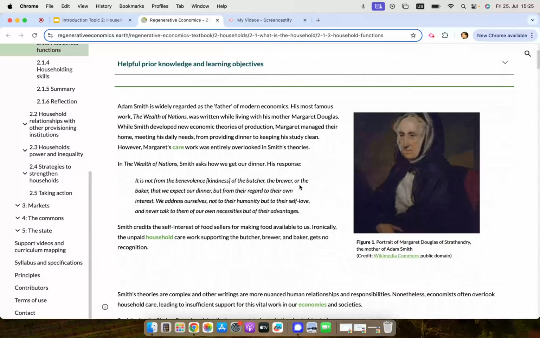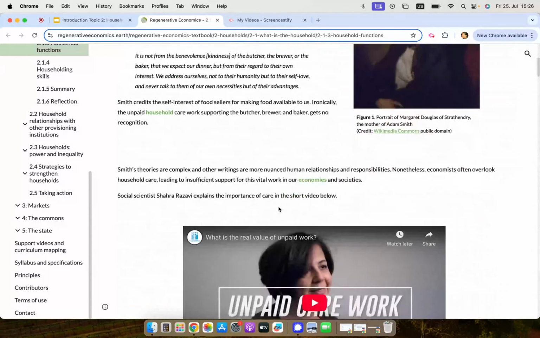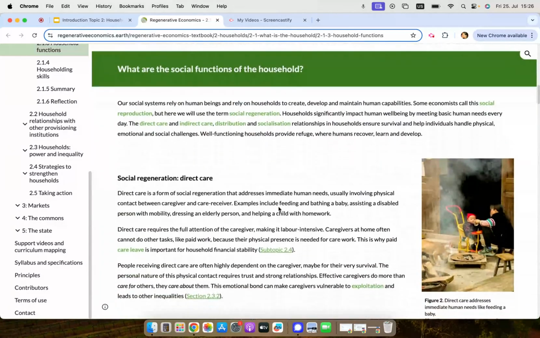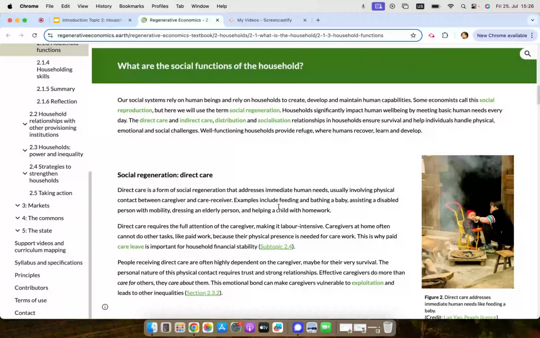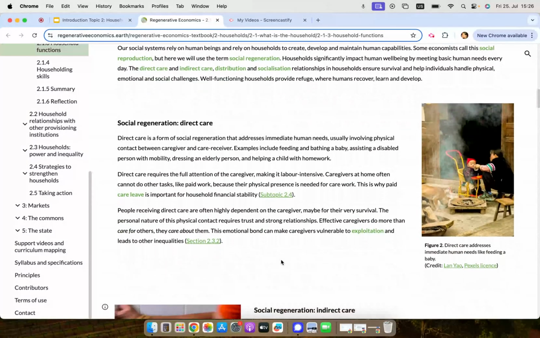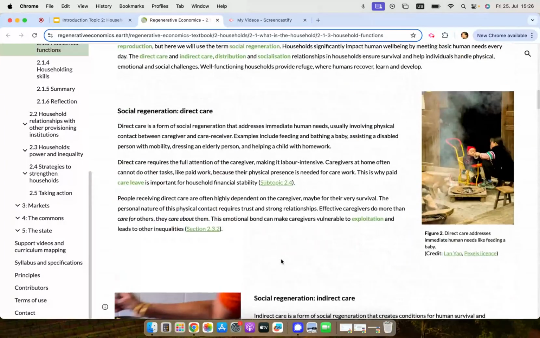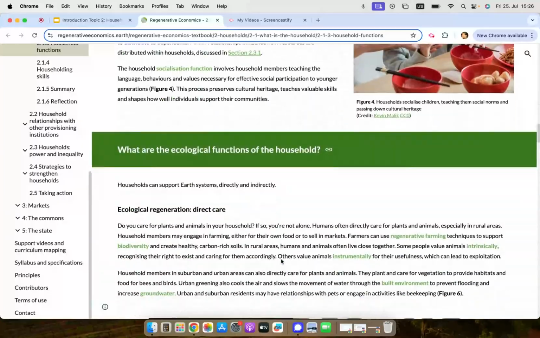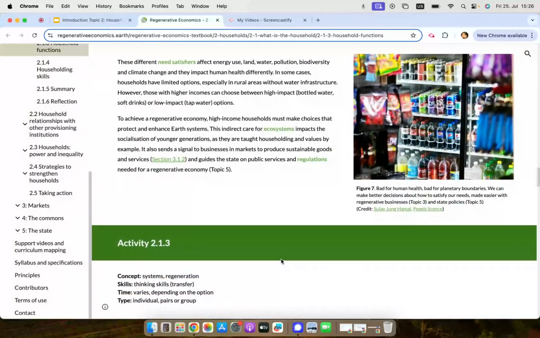But of course, the care work that was involved with enabling Adam Smith to write The Wealth of Nations was not part of his theories. The care work was invisible, as it is in most of our textbooks. After the hook comes the main content input as the textbook, and you can see here the material that I just shared with you on the slides is developed here, also with appropriate links to other parts of the textbook. So in this case, we have the social regeneration, the ecological regeneration, regenerative work.